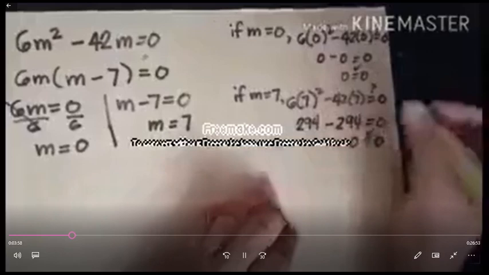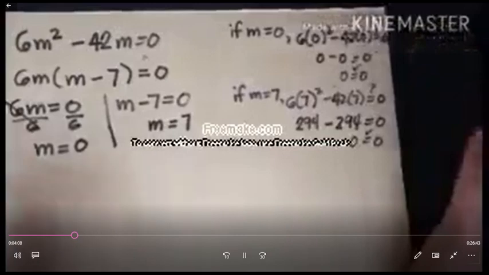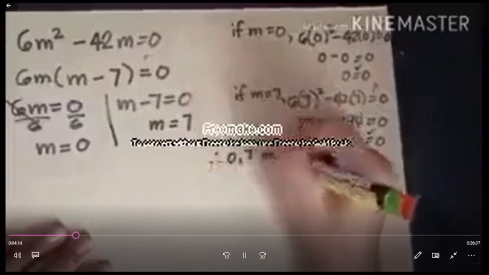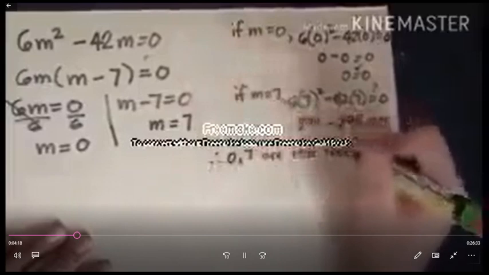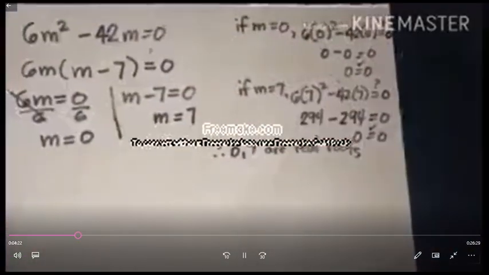It's equal to 0. So as you can see, both obtained values of m make the quadratic equation a true mathematical statement. So therefore, we can say that 0 and 7 are both real roots of the quadratic equation 6m squared minus 42m is equal to 0.